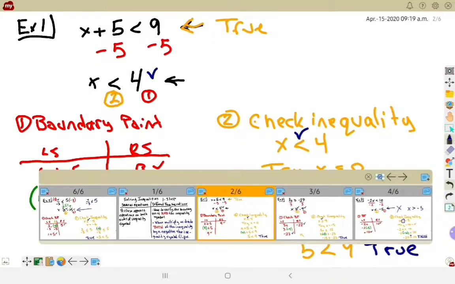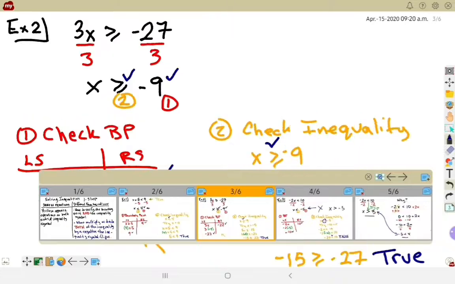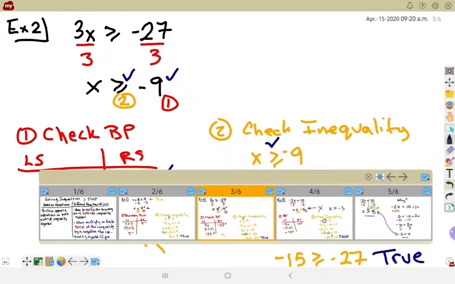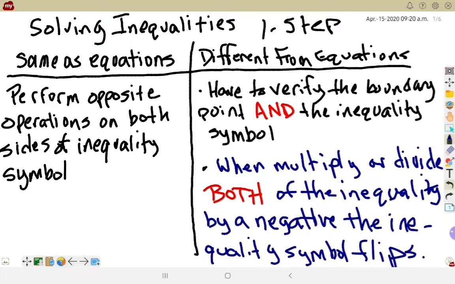Okay, when we looked at this first example, I subtracted 5 on both sides. That didn't have any impact. I didn't need to flip the inequality symbol. Subtracting on both sides is fine. It's multiplication and division. In example number 2, I had a negative symbol, but that didn't impact anything because I didn't divide both sides by something negative. So if you multiply or divide both sides by something negative, make sure you flip your inequality symbol.